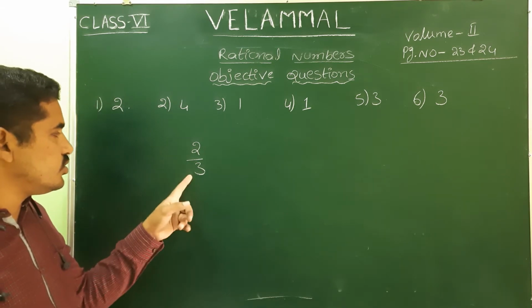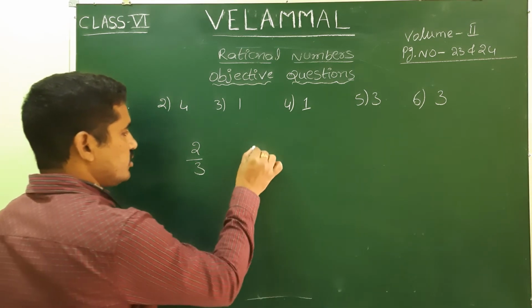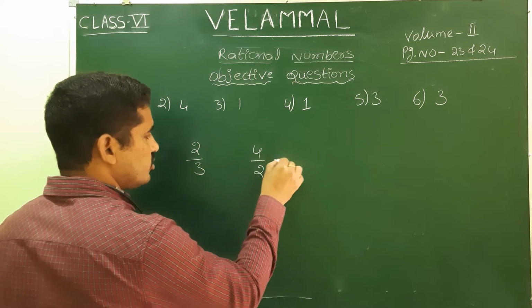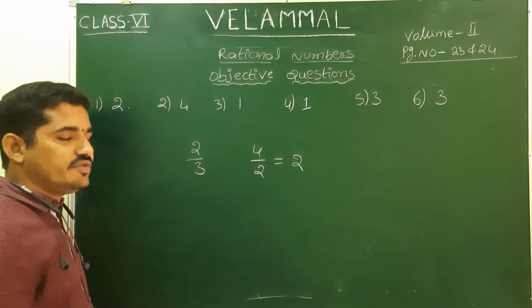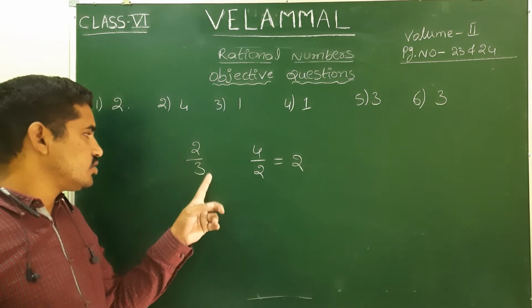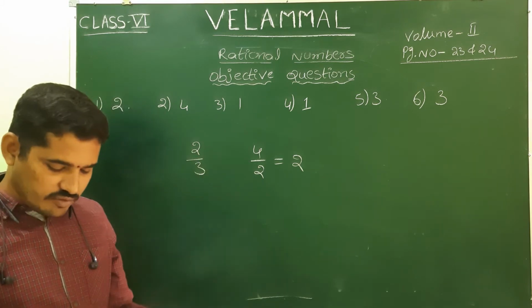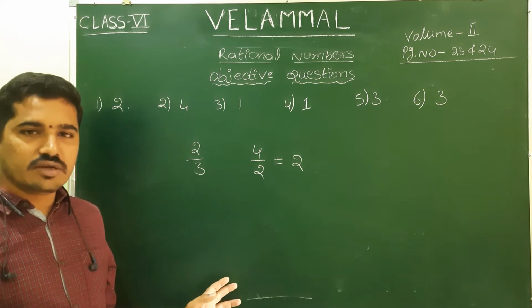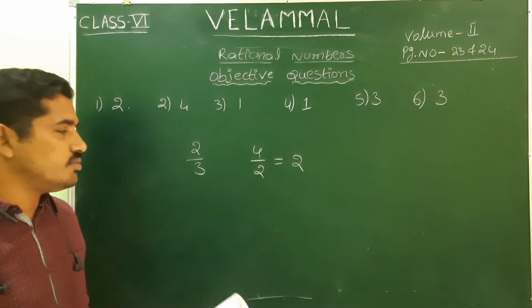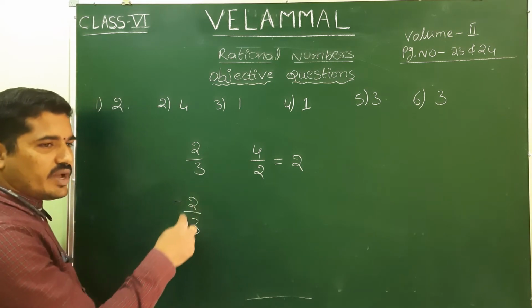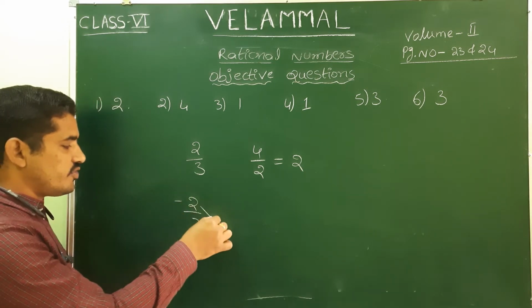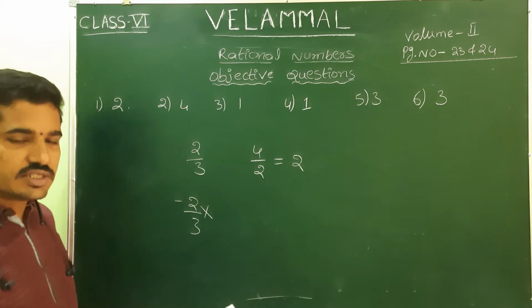So the quotient of 2 by 3, or else 4 by 2. How much will the quotient come to? 2. Whenever we say quotient, that is nothing but division. So the quotient of two numbers can be taken as a fraction, but the quotient of minus 2 and 3 is not a fraction.